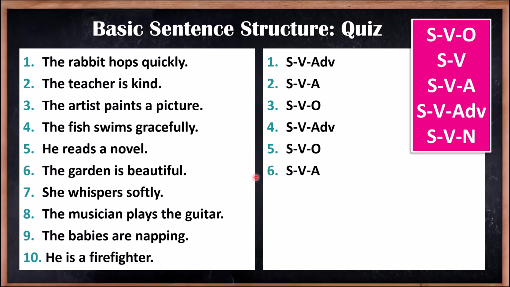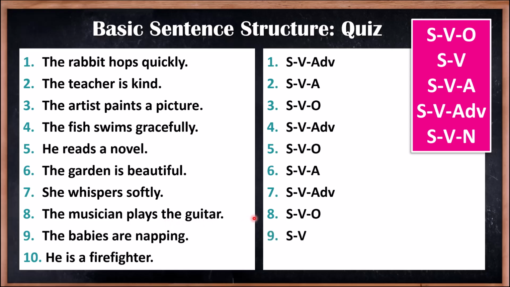Number 6 follows the subject-verb-adjective pattern. The garden is the subject, the verb to be is, and beautiful is the adjective. Number 7 follows the subject-verb-adverb pattern. She is the subject, whispers is the verb, softly is the adverb. Number 8 follows subject-verb-object. The musician is the subject, plays is the verb, the guitar is the object.